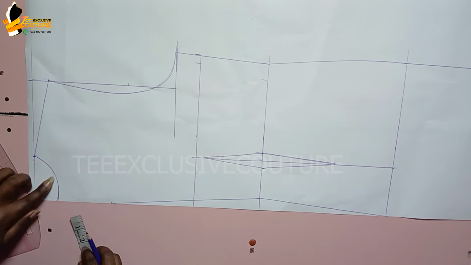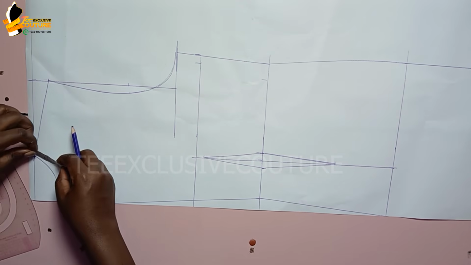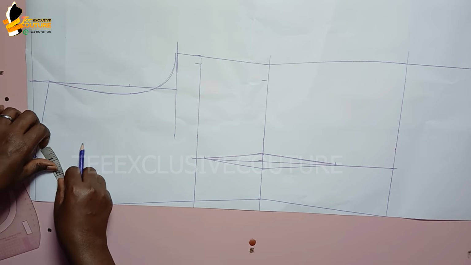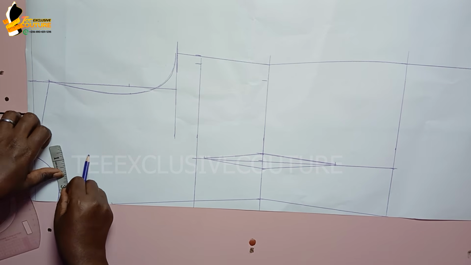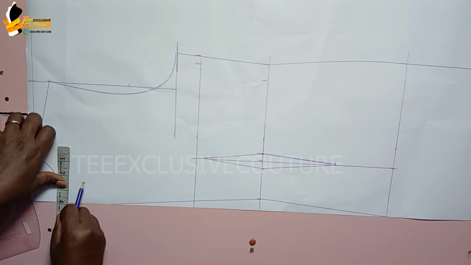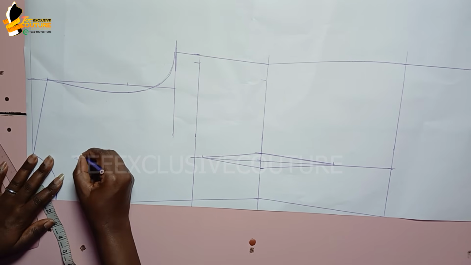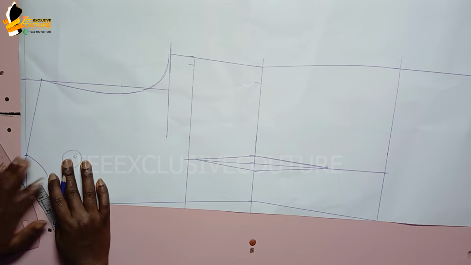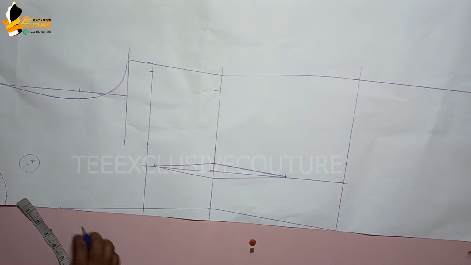Alright, so what we have here now, we are going to be measuring what we have on our back neckline. That is what is going to help us to know the height of the collar for the front. So here I have 3.75. This is what is going to be the height of our collar for the front.